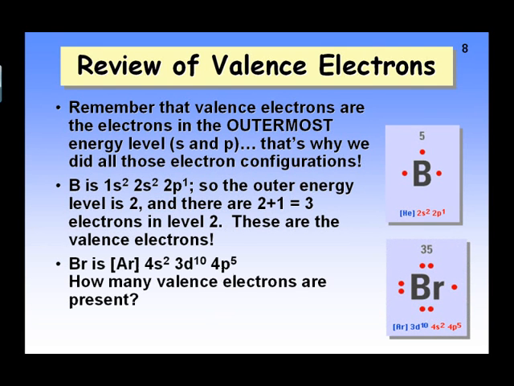Let's take a look at bromine. Bromine's configuration is argon core, 4s2, 3d10, 4p5. So the outermost energy level there is the fourth energy level. Again, we take the s and the p electrons there: 2 electrons in the 4s, 5 electrons in the 4p. Add the 5 and the 2 together, and bromine has 7 valence electrons. So in the dot diagram you see 7 dots around the bromine.